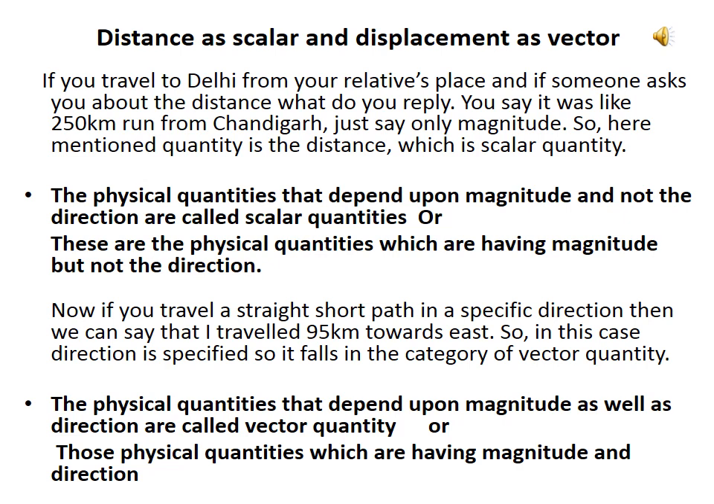Why is this physical quantity a vector quantity? As it has a specified direction, displacement is a vector quantity. Those physical quantities that depend upon magnitude as well as direction, or those physical quantities which have both magnitude and direction, are called vector quantities. This is the definition of a vector.